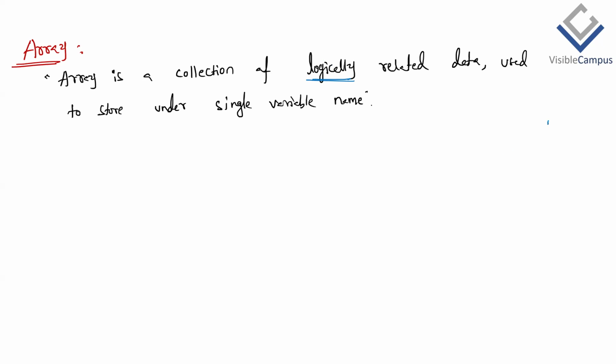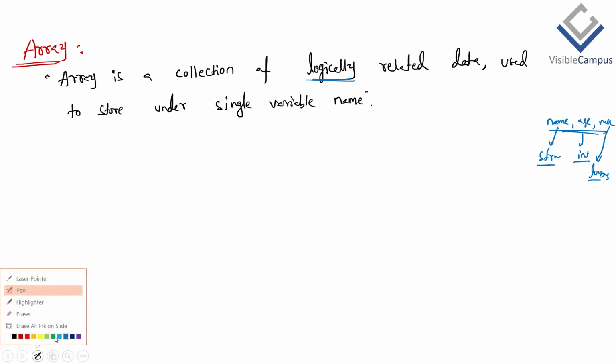For example, I want to store the name of a person, then the age of a person, then the mobile number of a person. Can we use an array for this? No, because name is string type, age is int type, mobile number is long type. Are they logically related or not? No, then we should not go for an array. If all are logically related, then only we have to go for an array. Clear? Then first, what is the syntax? Then how do you store the previous data in array format? That we'll see.